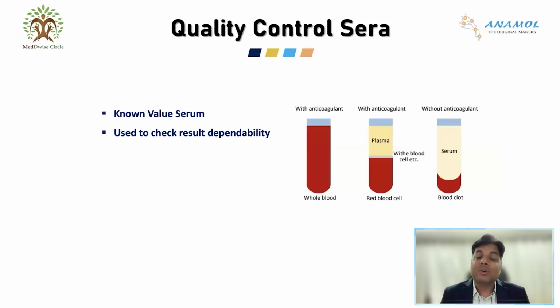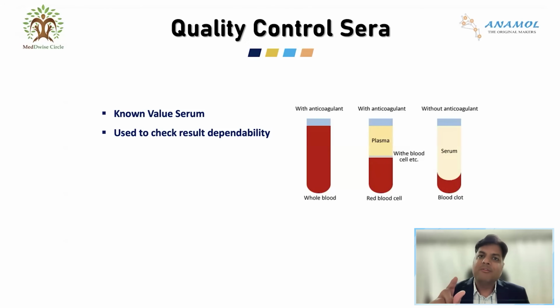The second purpose of quality control sera in a pathology lab is to check the dependability of the result. So hypothetically, if I run a glucose test for any patient sample, how will I come to know that I have performed the test correctly? I will only come to know that I have run the test perfectly by also running a quality control sera along with the patient sample.